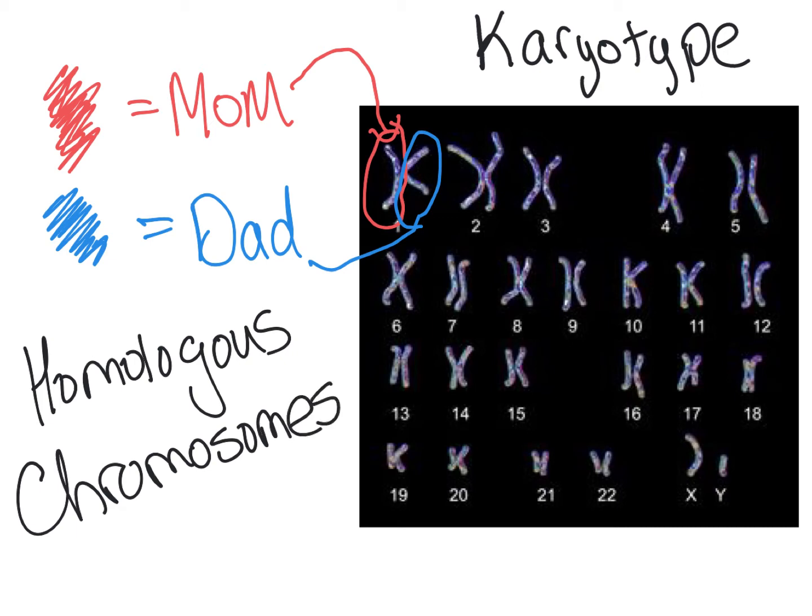Now, these homologous chromosomes code for the exact same type of genetic information, and as you can see from the karyotype, are relatively the same size. One from mom, one from dad. Now, these homologous chromosome pairs are going to come into play during meiosis.